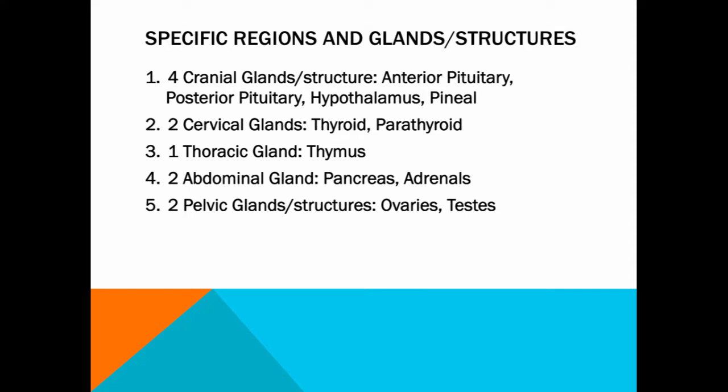There are 4 cranial glands or structures: the anterior pituitary, the posterior pituitary, the hypothalamus, and then the pineal gland. In the cervical region, there are 2 glands, the thyroid and then the parathyroid. In the thoracic region, there is 1 gland, the thymus. In the abdominal region, there are 2 glands, the pancreas and then the adrenals. And then in the pelvic region, there is either the ovaries or the testes, depending on if it is a male or female subject.